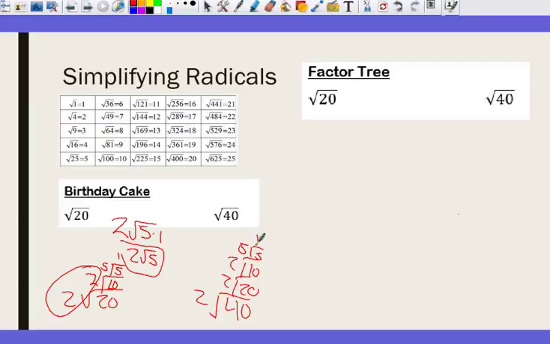1 pair of 2s. I think the biggest mistake people make is they say, look, we have a pair of 2s, and they circle 3 2s. You cannot do that. You can only circle 2. There are 2 things in a pair. So the pairs go on the outside. What's left on the inside? A 2, a 5, and a 1. 2 times 5 times 1. 2 times square root of 10.